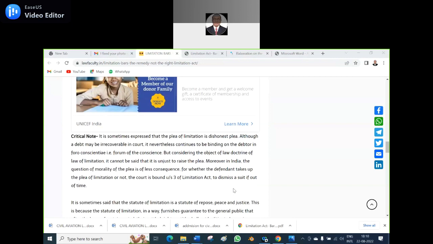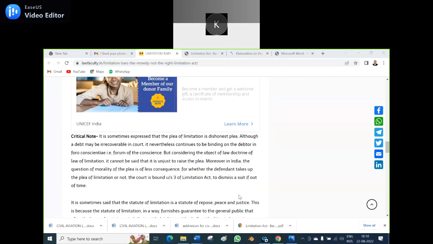Sharad Babu, can we read the critical note? Yes, sir. It is sometimes expressed that the plea of limitation is a dishonest plea. Although a debt may be irrecoverable in court, it nevertheless continues to be binding on the debtor in foro conscientiae, that is, in the forum of conscience. So it is in the consciousness, in the area of the mind.